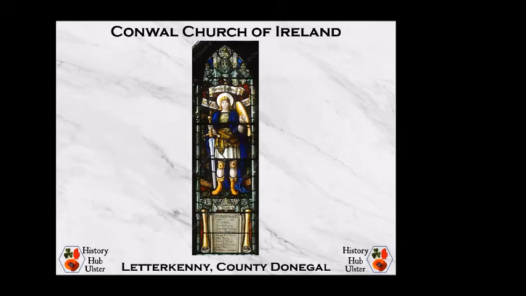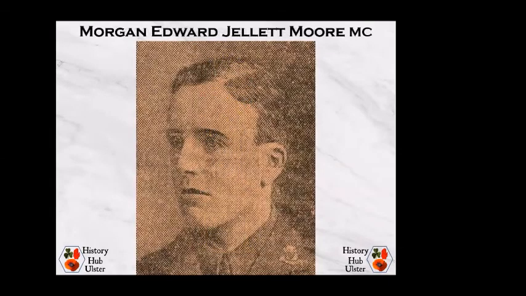Look at just one of the fatalities that are listed on the memorial window, and that's Morgan Edward Gellett Moore, who was born on 22nd February 1894 at the asylum in Letterkenny to Edward Erskine Moore and Nina Margaret Jane Gellett. Now, before you think that his mother must have been a lunatic if he was born in the asylum, that's not the case. His father was the resident medical superintendent of the asylum, and the family lived on the premises.